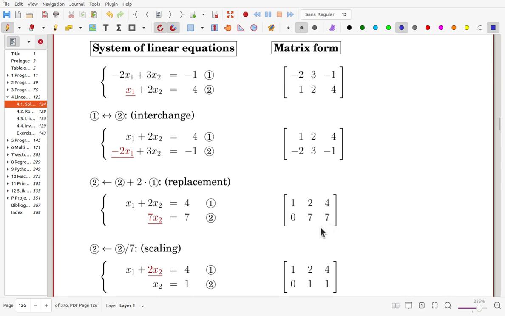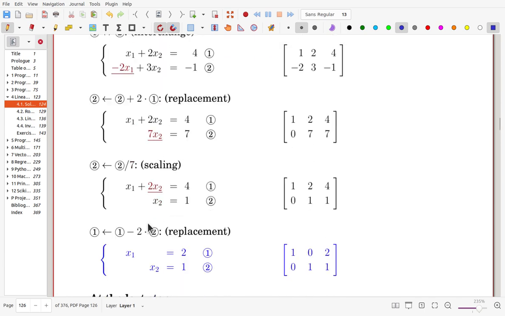And you may compare the left-hand side and right side. The right side is representing the system of equations. Right? Now, scaling for the second equation, divided by 7. Now that is corresponding in matrix form here. Just the second row is divided by 7 from here. So we can get this one.